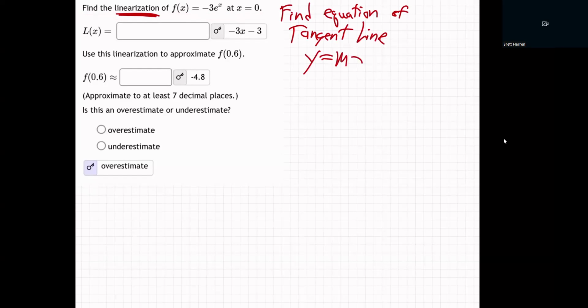Let me write that a little bit better. Equation of the tangent line. And the m, as you remember, is the slope, right? And the slope is the derivative. So we start with the function, f of x is minus 3 e to the x. And then we have to find the derivative, so f prime of x.